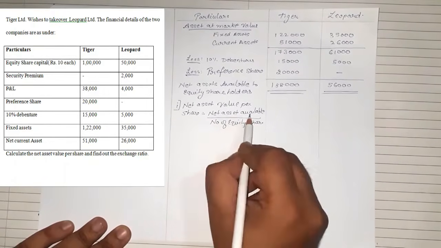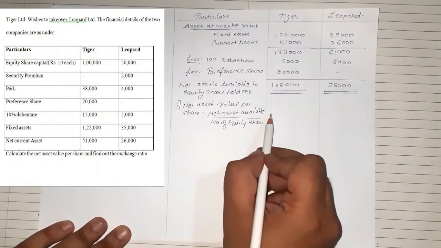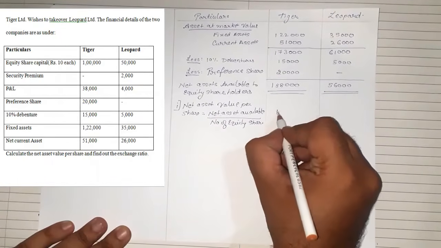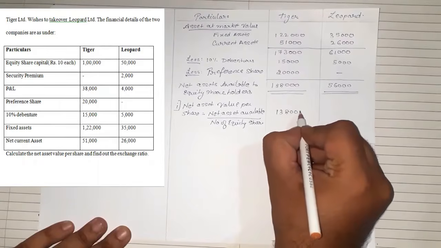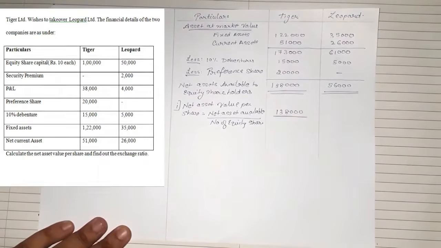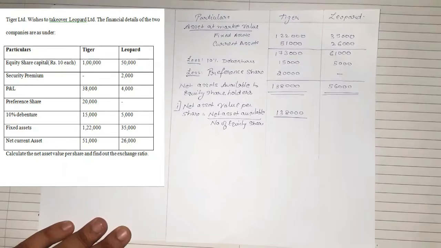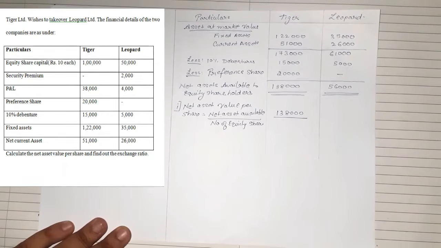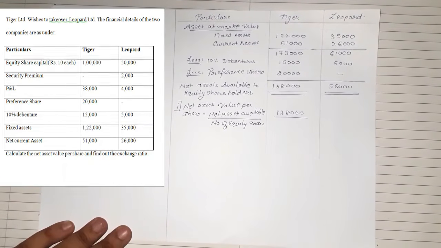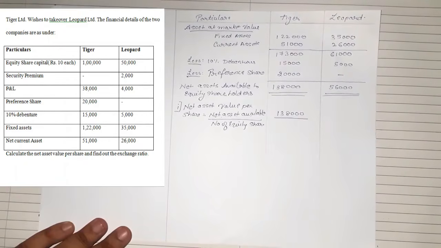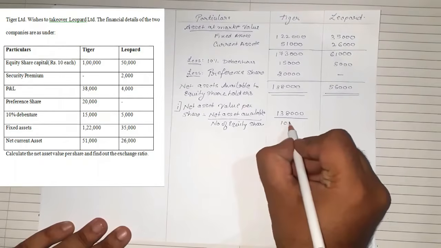Okay, net asset available to the equity shareholder upon number of equity shares. Now in the first case, the net asset available is 1,38,000 divided by the number of equity shares. Now for Tiger Limited, it's given that equity share capital is rupees 10 per share and the amount is 1 lakh. So rupees 1 lakh divided by 10, we'll get the number of shares. So we have 10,000 shares in the first case.